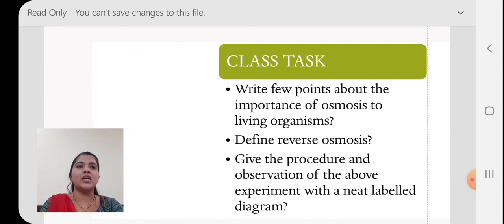Some of the points. Coming to the class task: first, write a few points about the importance of osmosis to living organisms. Second, define reverse osmosis. Third, give the procedure and observation of the above experiment with a neat labeled diagram.